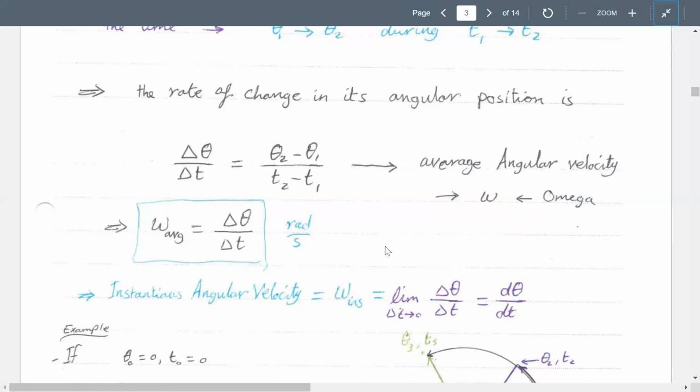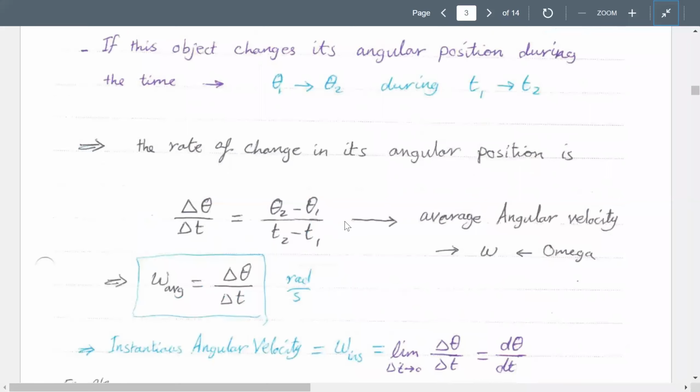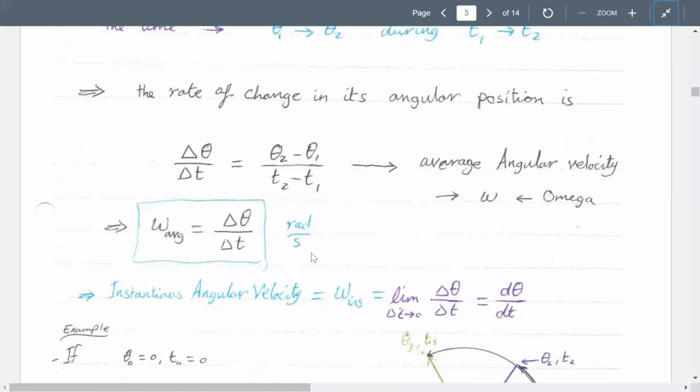Okay? Any question about this? Now we know that we changed our concept, or the way of dealing with the motion, from x1 to theta 1, x2 to theta 2. The time is the same. The average velocity now is the average angular velocity, which is omega, delta theta over delta t. The unit is radian per second.